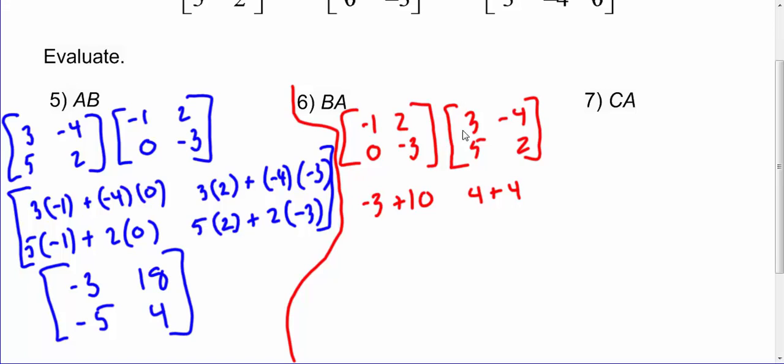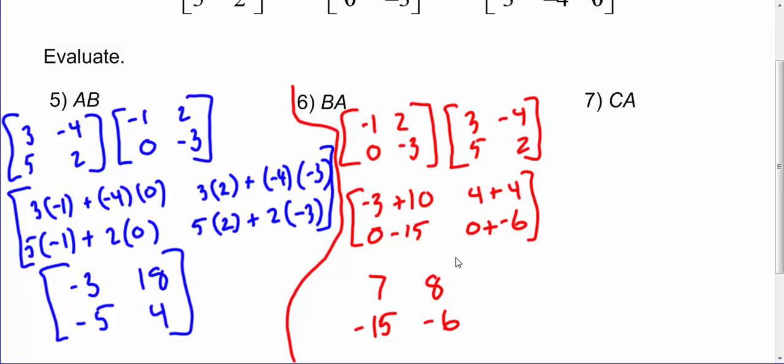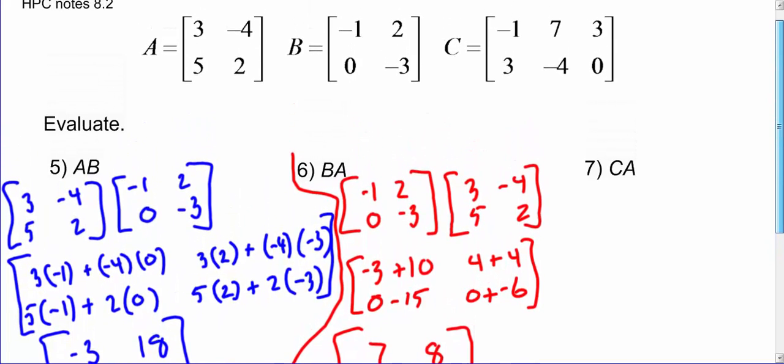Let's go to the second row. 0 times 3 plus negative 3 times 5. And then finally 0 times negative 4 plus negative 3 times 2. And then our final step is to simplify these. 7, 8, negative 15, and negative 6. Pretty quickly you're going to realize that is not the same as what we saw on number 5. So that tells us right there we have a good case. We have some evidence that the commutative property does not apply to matrices.